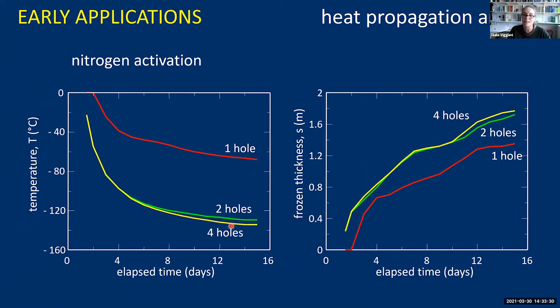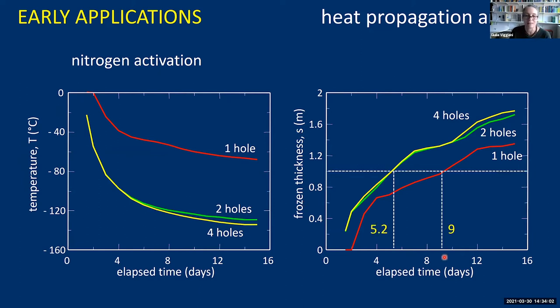Now, the first thing you can see immediately is that there is a very big improvement if you move from one hole to two holes, but there is hardly any improvement moving from two holes to four holes, which is telling you that the interaction between the freeze holes is limited. So two holes are interacting with one another, but only each pair of holes is interacting. Then the others are too far away, not interacting any longer. And the results are given in terms of temperature at midpoint versus elapsed time and frozen thickness versus elapsed time.